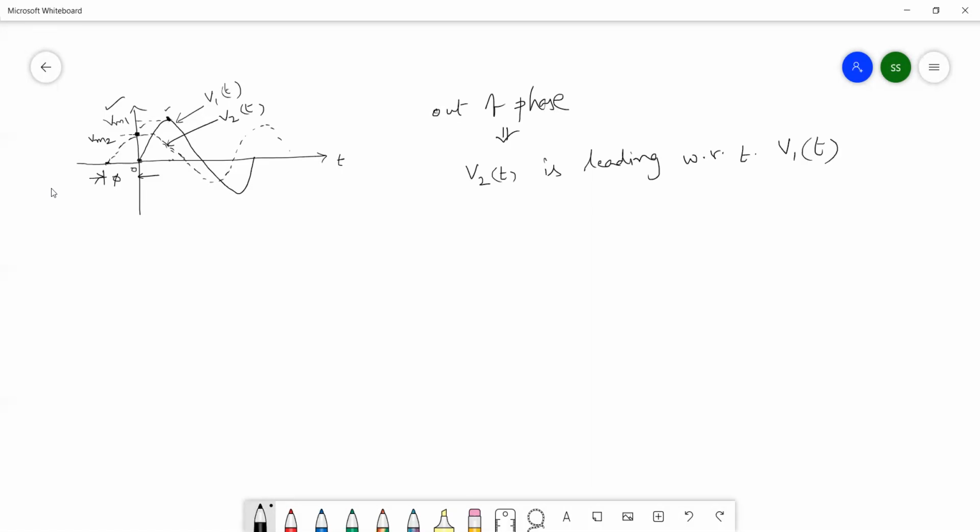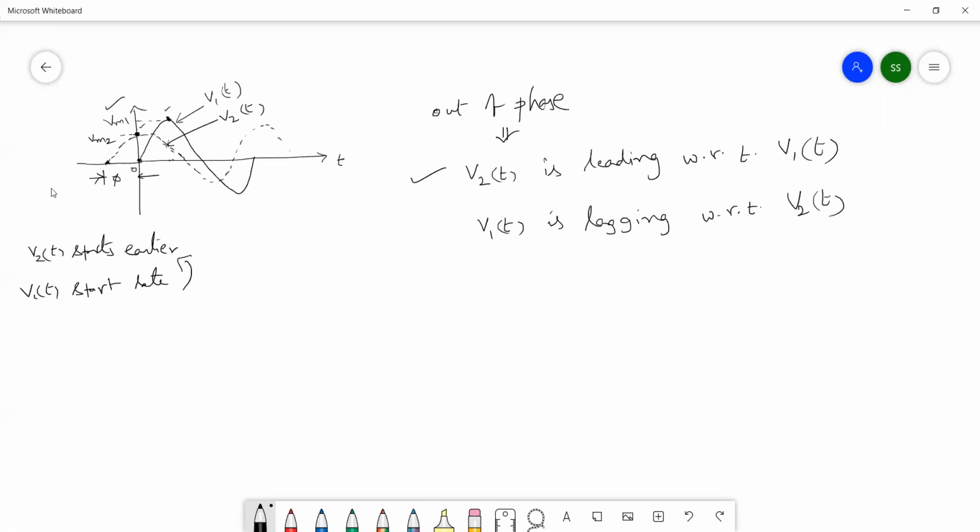How did we tell this statement about V2 of t, where it is V2 of t, this dotted line? Your dotted line is started in the negative axis, earlier to your positive axis. So V2 of t started earlier, and V1 of t started somewhat late compared to your V2 of t. Therefore, you can also rewrite this as V1 of t is lagging with respect to V2 of t. Understood? Yes, sir. Good.